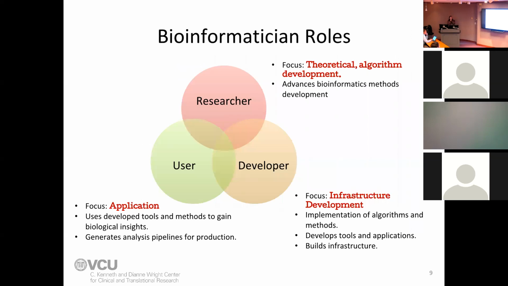So in my view, and when you ask different people, you might get different responses, bioinformaticians fall into 3 primary roles. You have the researcher in bioinformatics, who is focused on theoretical and algorithm development and advances in bioinformatics methods. So those are the actual algorithms that can do sequence alignment, that can process a protein structure and do predictions for protein structure and folding and that kind of thing.